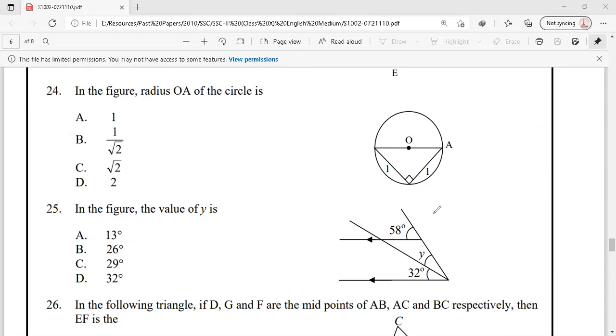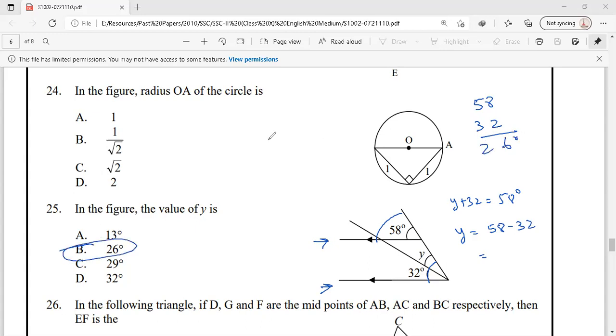In 25, we have to find the value of y. If these two lines are parallel, it means this complete angle would be equal to this complete angle, that are corresponding angles. So y plus 32 will be equal to 58 degrees, and y will be equal to 58 minus 32. So 58 minus 32: 8 minus 2 is 6, and 5 minus 3 is 2. So 26 is the right answer.